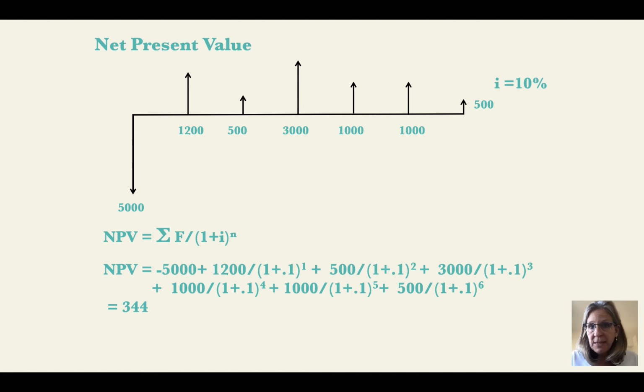Now you remember this is the same cash flow I used when I was using discounted payback, and the cumulative cash flow at the end was 344. And it's the same exact calculation. We discounted everything back to time period 0 and added that up. And because 344 is greater than 0, this is a good investment, and we would say you should do it.